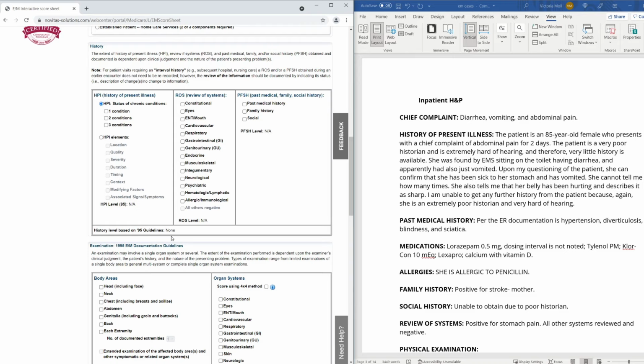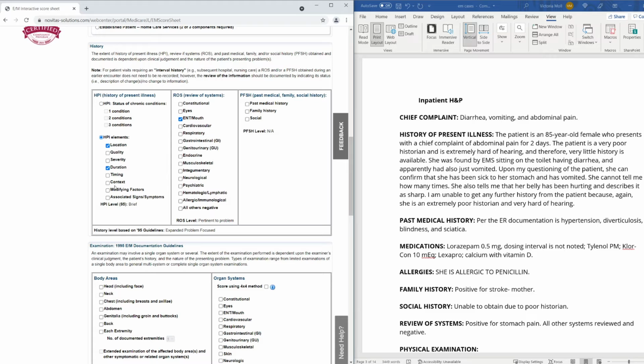So our chief complaint is diarrhea, vomiting, and abdominal pain. And that actually right away gives us a location. We have our abdominal pain. Patient is 85-year-old, presents with chief complaint of abdominal pain, and she's had it for 2 days. So that's our duration. Patient is a very poor historian and extremely hard of hearing. So right there, ears, right? And therefore, very little history is available. She was found by EMS sitting on the toilet, having diarrhea, and is also just vomited.